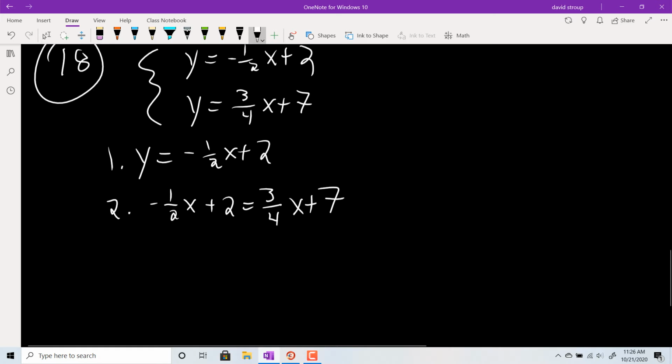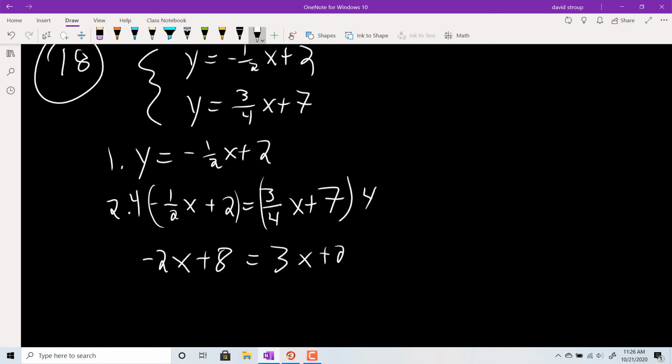I hate fractions so much, I'm going to multiply this thing by 4 on both sides. Okay. I'll get negative 2x plus 8 is 3x plus 28. Add 2x to both sides, you get 5x. Subtract 28 from both sides, you get negative 20. And then x will be negative 4.